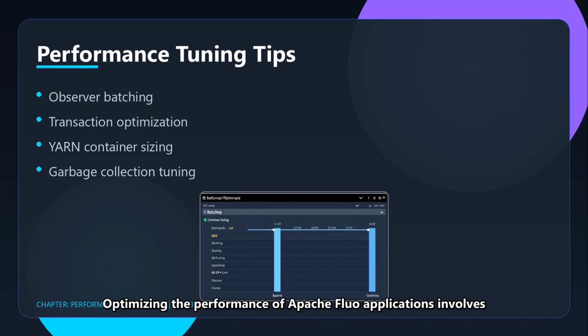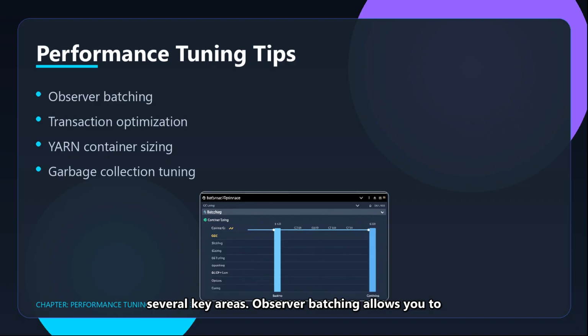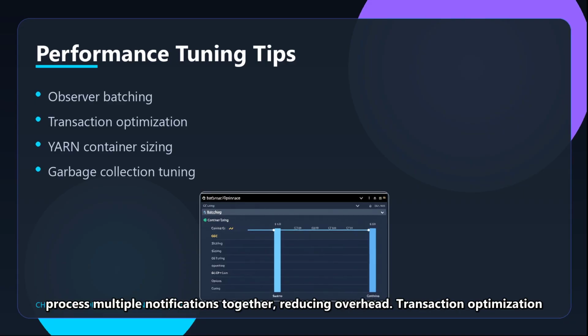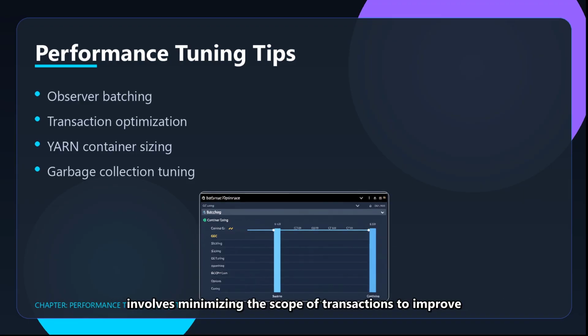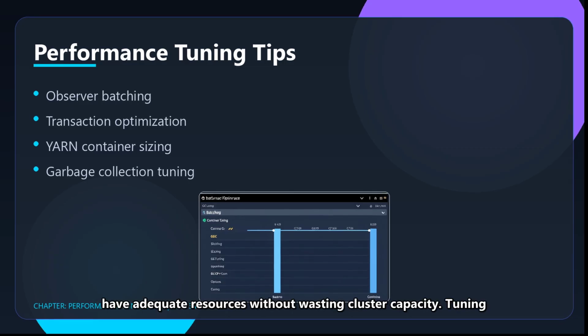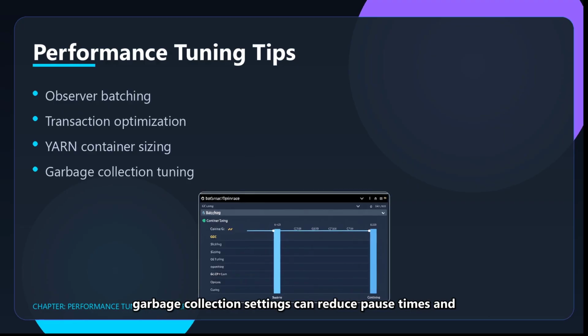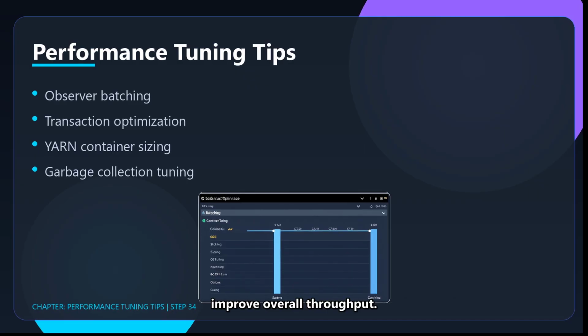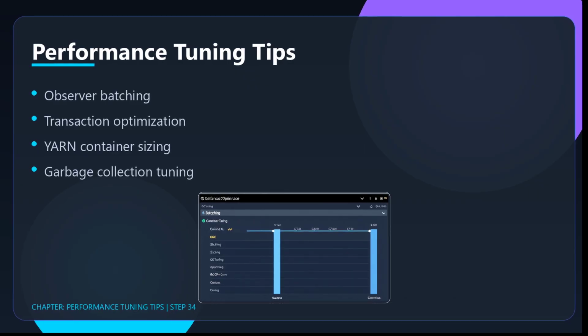Optimizing the performance of Apache Fluo applications involves several key areas. Observer batching allows you to process multiple notifications together, reducing overhead. Transaction optimization involves minimizing the scope of transactions to improve concurrency. Properly sizing YARN containers ensures that observers have adequate resources without wasting cluster capacity. Tuning garbage collection settings can reduce pause times and improve overall throughput.